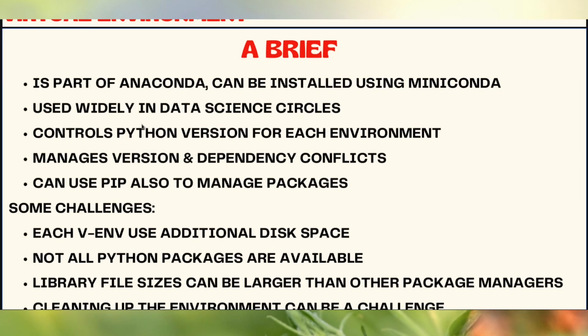So if you're thinking of entering into data science and the related applications, then it is better that you understand how Conda works. It controls the Python version for each environment. Each Conda environment can have its own Python version. What I mean by this is Conda environment 1 can have Python version 3.7 and Conda virtual environment 2 can have Python version 3.11. So like this, you can have different Python versions. We'll be seeing how it works once we go into the actual practice. So stay tuned till the end of the video.